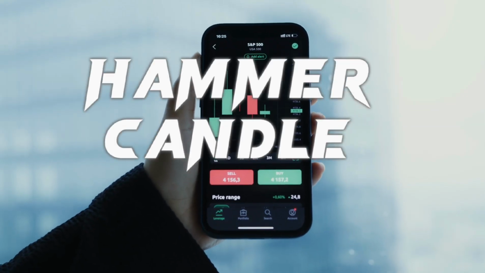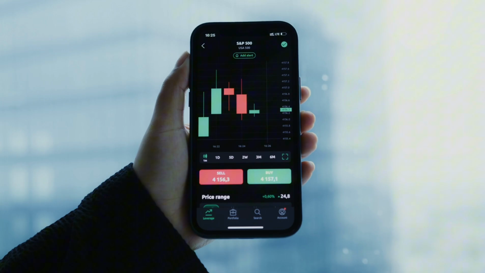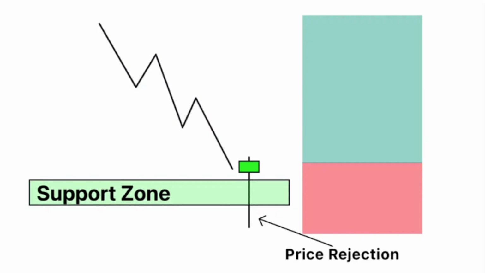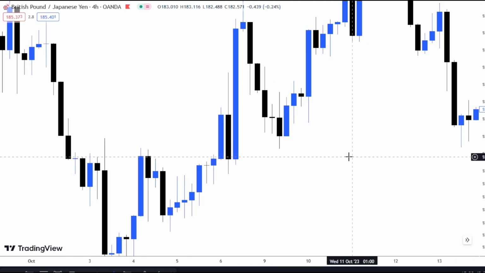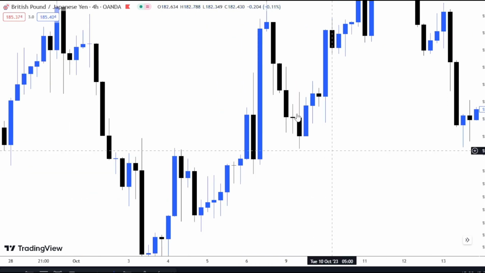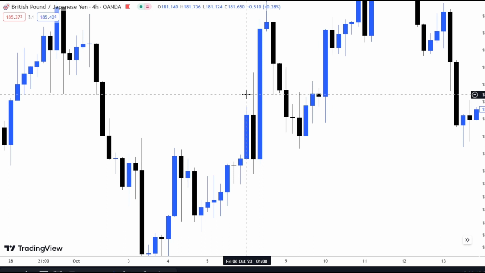Now we're looking at the hammer candlestick pattern. It's a powerful candlestick pattern that I actually use at the support level to buy. So right now we're looking at a naked chart, okay? And we have the market being at our support level here.